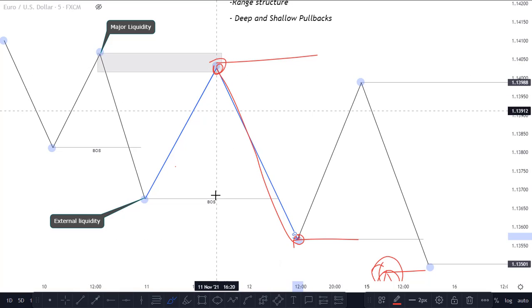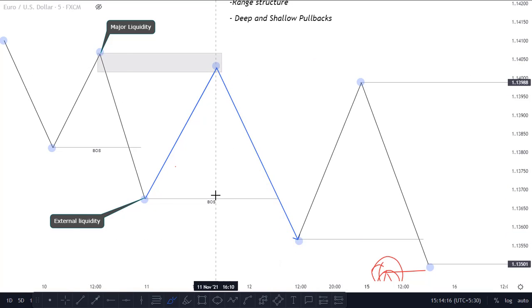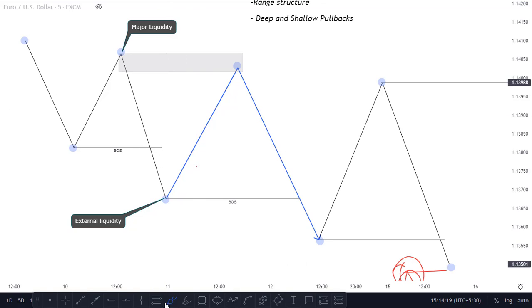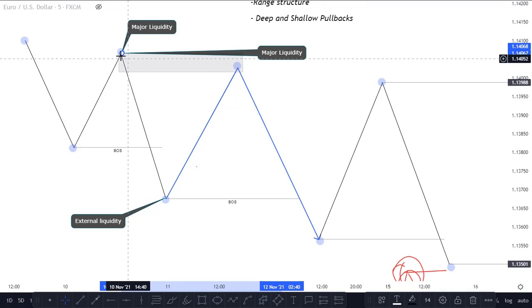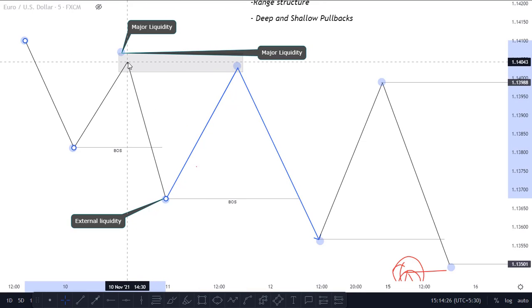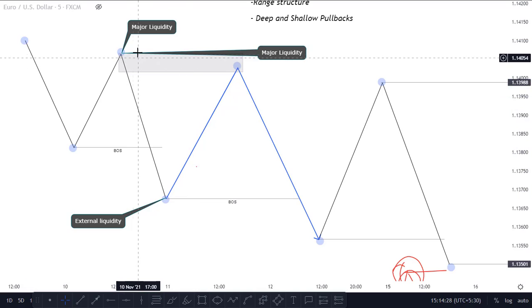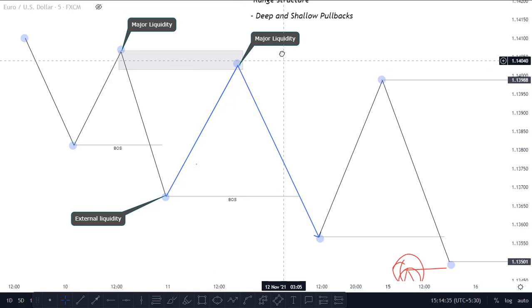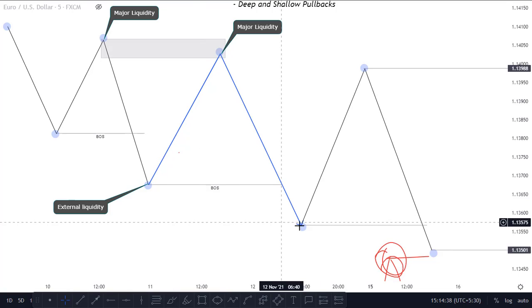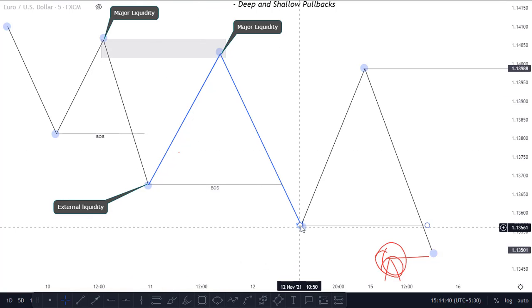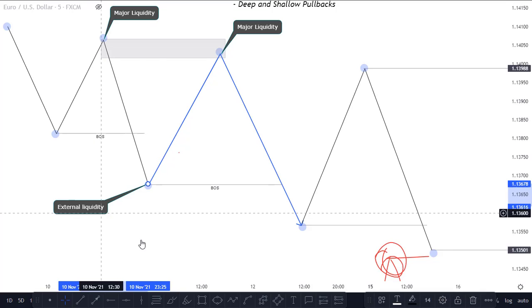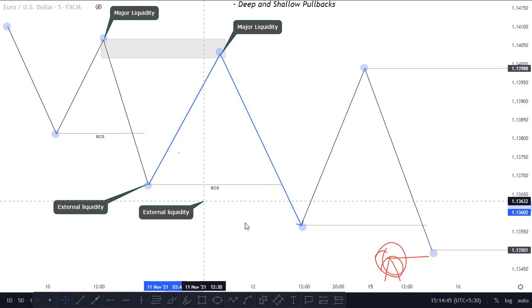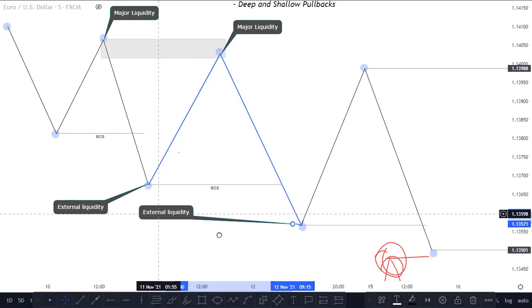So this lower high is what we call major liquidity. Sorry guys. This is going to be a major liquidity. And this low again will be a new external liquidity, that will be a future target after we get a pullback.